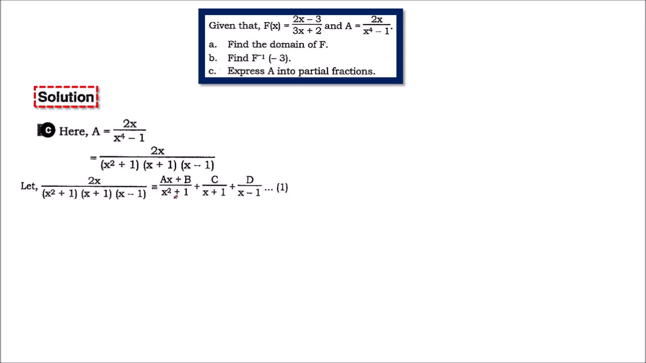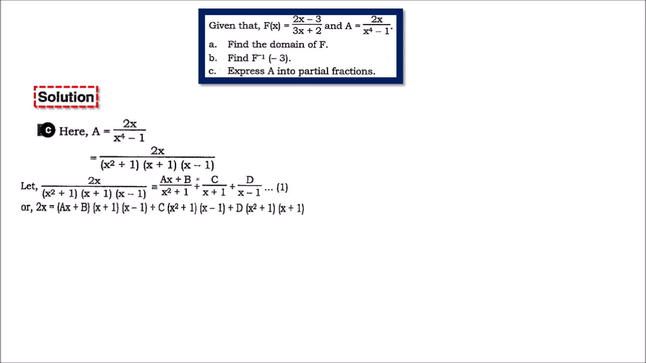As this is a quadratic factor, that's why I let it ax plus b, and the rest are just simple factors, so a single letter is used for each. You can arrange it in a different way, it doesn't matter, but for a quadratic factor you have to let at least two letters, one with the variable and another one alone. Okay, so this is our equation number 1. This is an equality sign. You have to be careful about this sign.